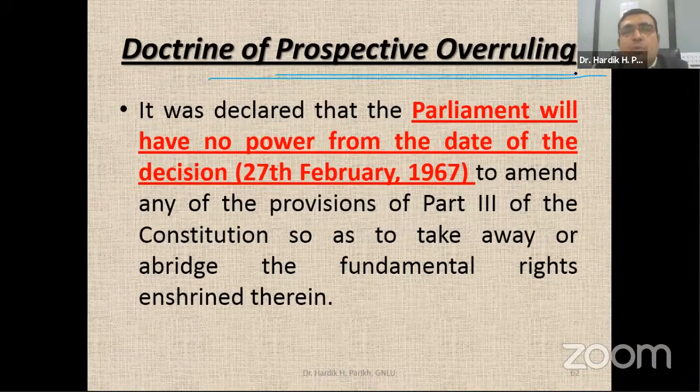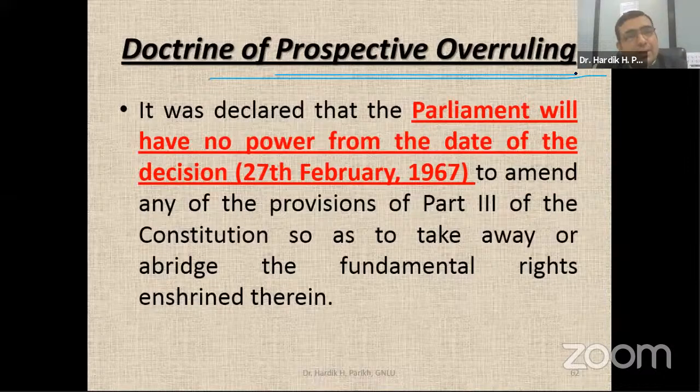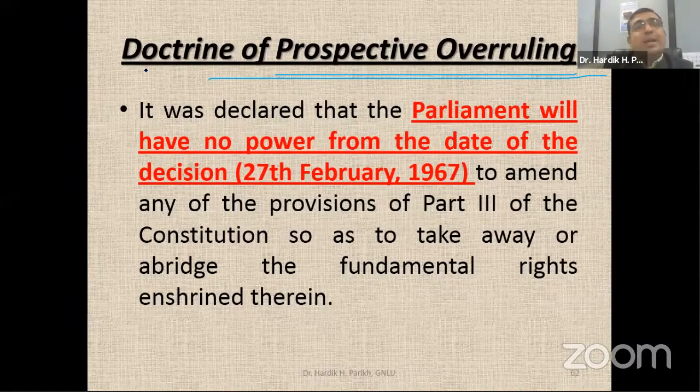Now, what is prospective overruling? Let me tell you, the court came to this conclusion very clearly that Parliament shall not have any kind of right to amend the Constitution of India in a way that your fundamental rights will be violated. But this judgment shall be operative from today itself. Means whatever has been done earlier is nothing to be considered here.